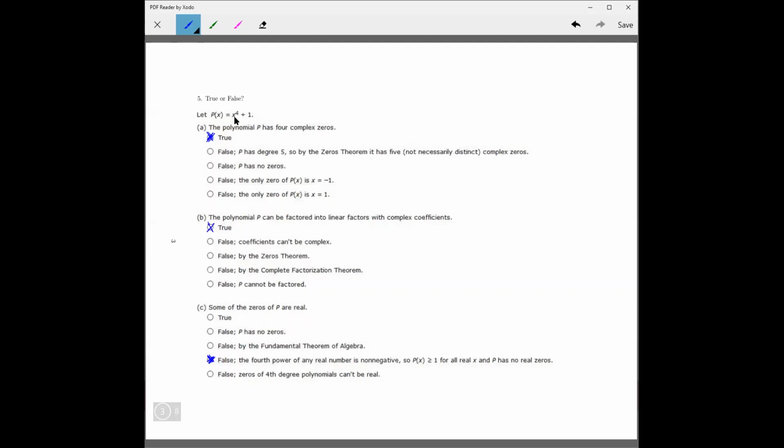Because no matter what real number you put in here, when you take it to the 4th power, it's going to be greater than or equal to 0. And when you add 1, it's going to be greater than or equal to 1. So no matter what number you put in for x, it can never be 0. In other words, if x is real, then x to the 4th plus 1 cannot be 0. So that means it has no real zeros.